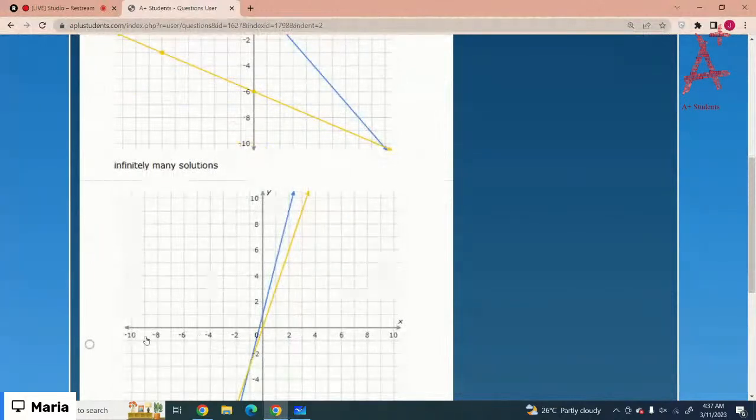This is the solution of the equation because the y-intercept is 1 for the blue line and the orange line is passing through the origin. So the second one is the solution of the equation. Got it?